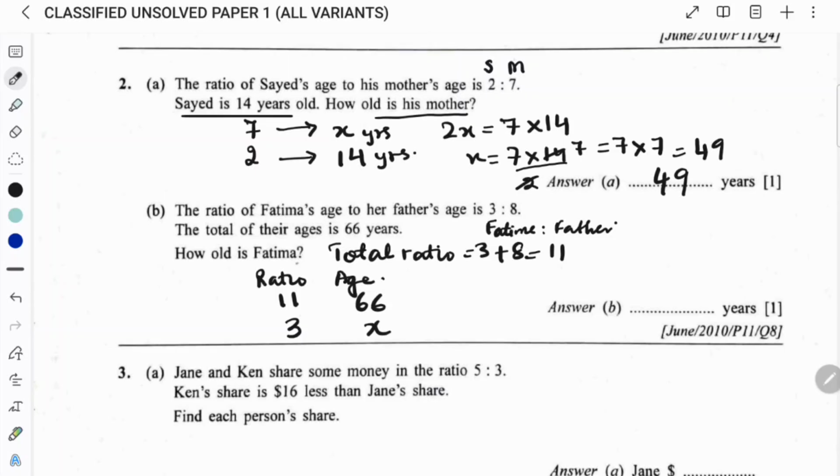All right, what did we do? We took the total ratio and total age, Fatma's ratio and Fatma's age. Okay, cross multiply and get your answer. So you will get 11x is equal to 66 times 3, and x is equal to 66 times 3 divided by 11. 6 into 3 is equal to 18 years. So 18 years will be Fatma's age.